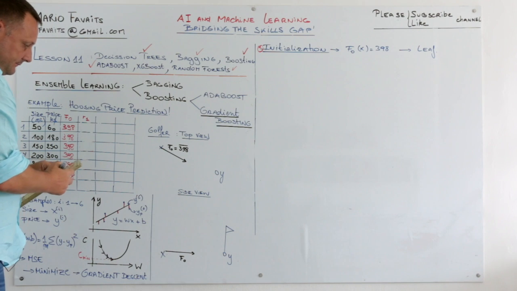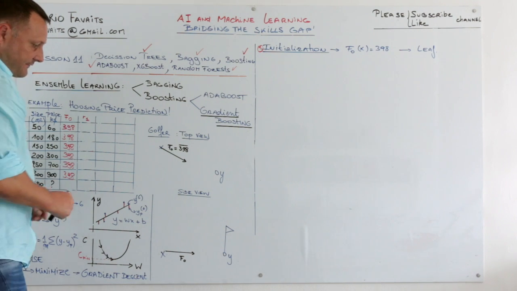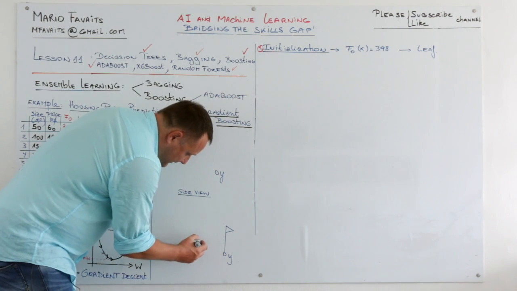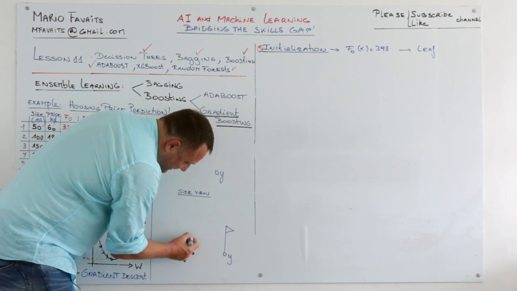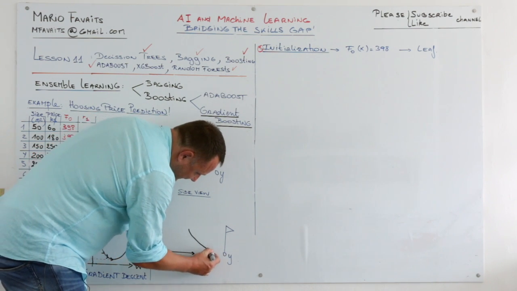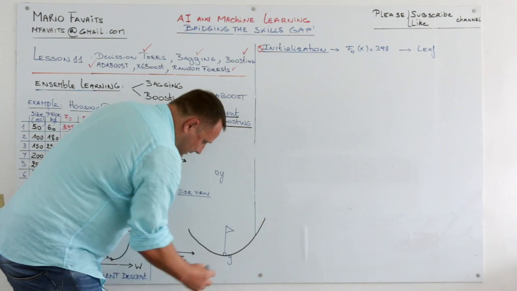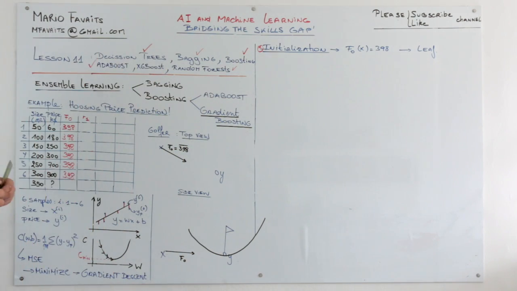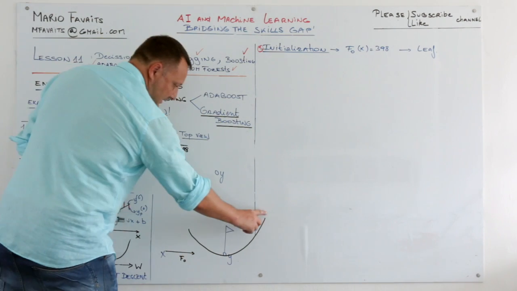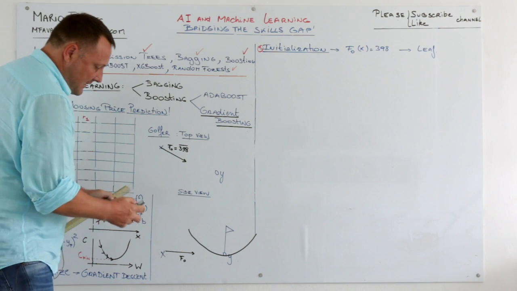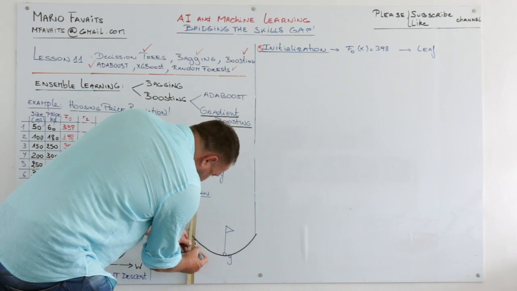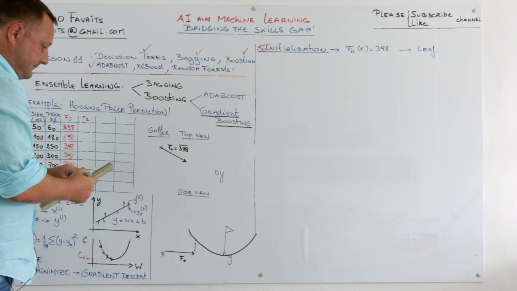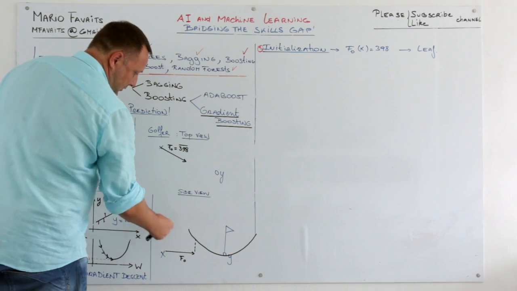This is F0. This is our first value, and our cost function with respect to y is going to be something like this. It's a quadratic cost function, and here we have our first point. That's our first point.